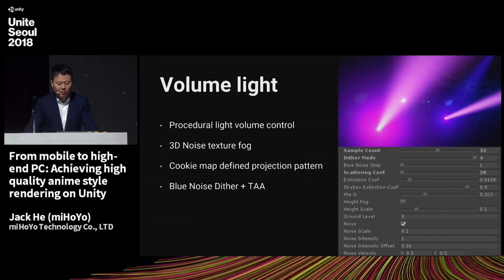Next, by using a cookie texture, we can define the volume light projection style. It's very suitable for rendering volume lasers. Using the cookie texture also introduces high frequency changes in lighting, so we have to increase the sample count to reduce artifacts. We found that using the blue noise dithering method with temporal AA gives you better image quality even at a lower sample count.